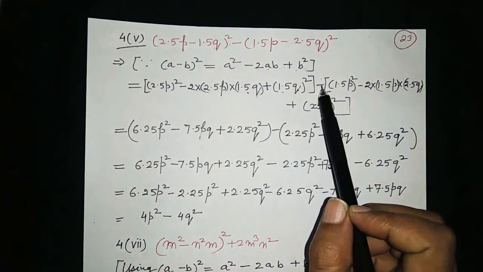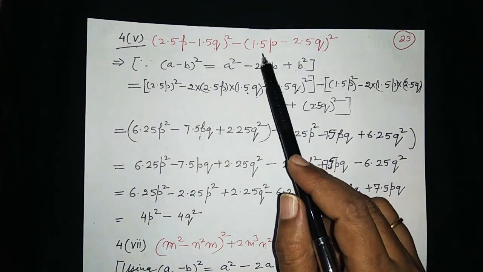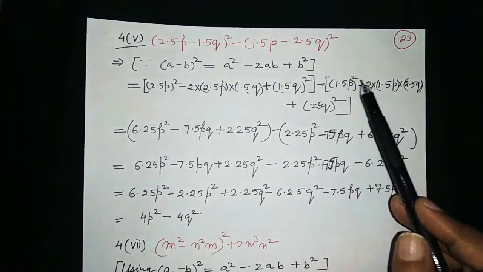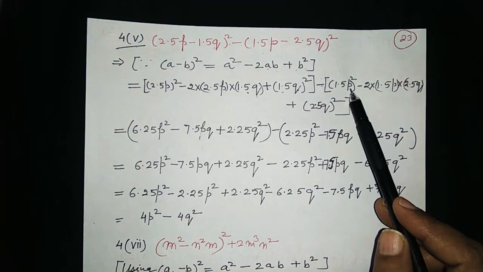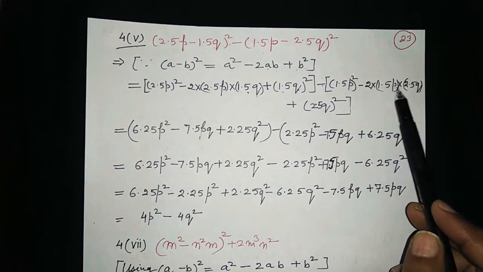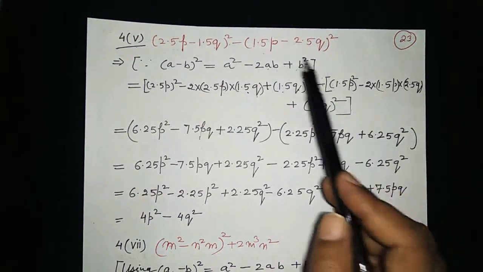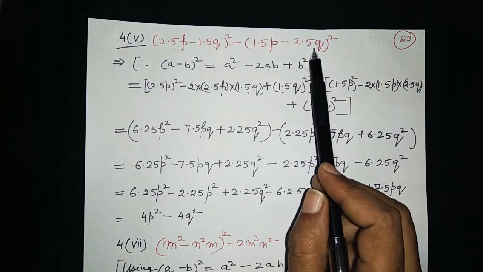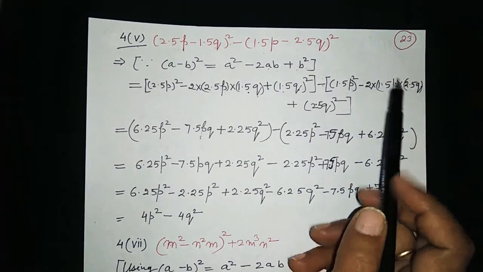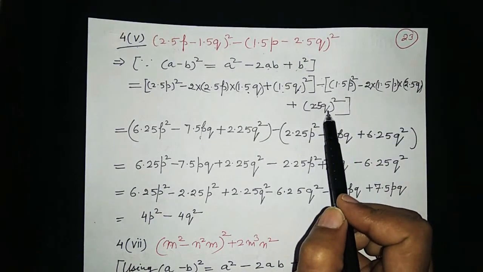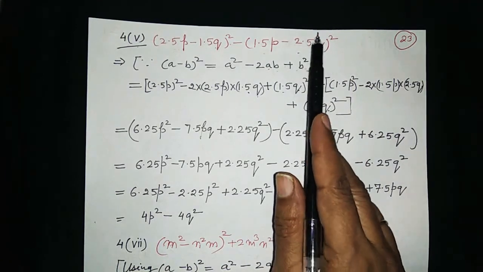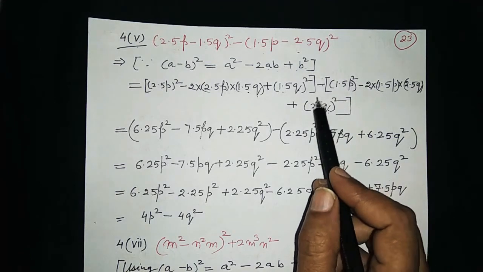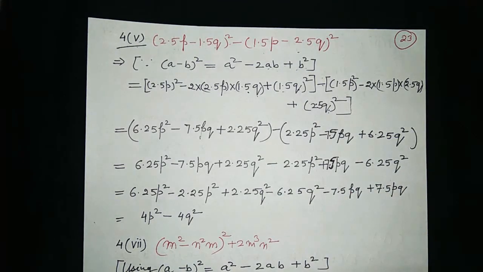Now minus sign we will put here. Again we will use the same identity. For a square we will write 1.5p whole square, then minus 2 into a into b. So for this 2 into, in place of a we will write 1.5p, and in place of b we will write 2.5q, and then plus b square, and b is what? B is 2.5q. So here for b square we will write 2.5q whole square.